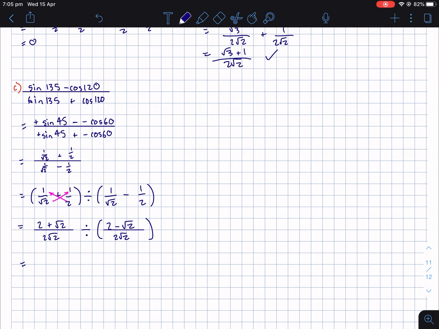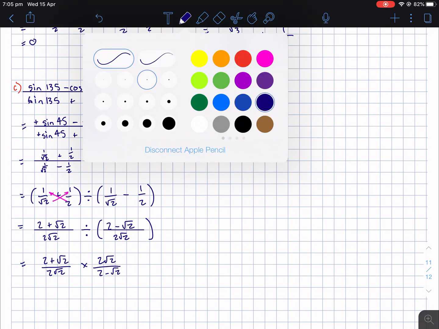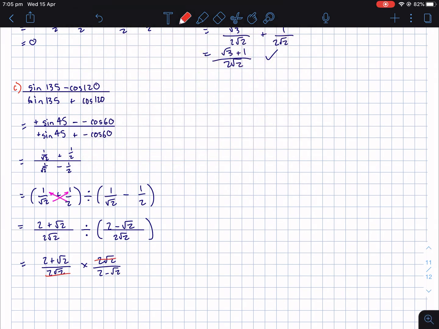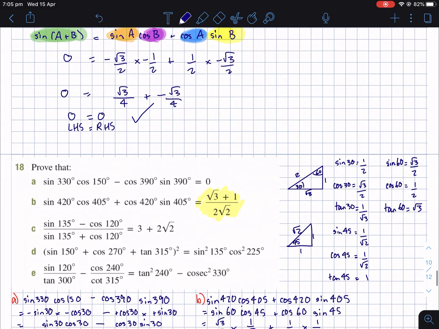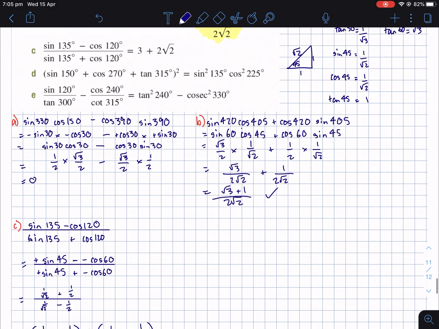Now don't forget, dividing by a fraction, keep flip change. So we've got 2 plus root 2 over 2 root 2 times 2 root 2 over 2 minus root 2. These cancel out, and we end up with 2 plus root 2 over 2 minus root 2. Is that what we wanted? No.